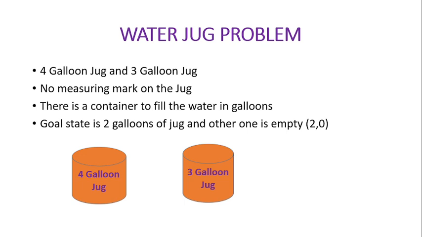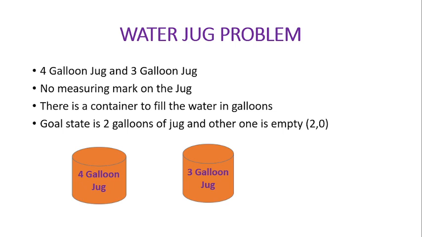So there are two jugs, a 4 gallon jug on one side and a 3 gallon jug on the other side. That means 4 gallons of water can be held in one jug and 3 gallons in the second jug. Now the condition is that there is no measuring mark on the jug. That is the first point. And the second point is that there is a container to fill the water in the gallons.